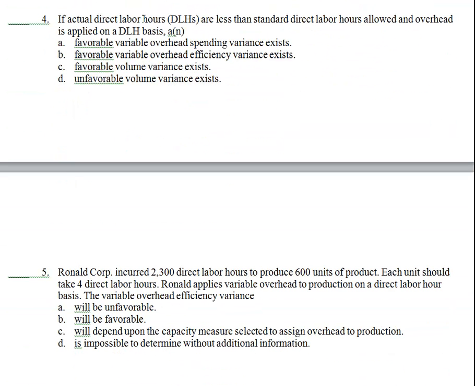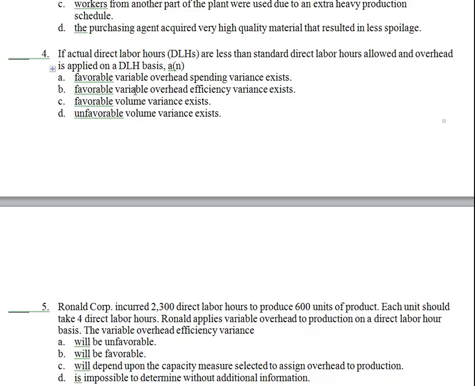Number 4 says if actual direct labor hours are less than standard direct labor hours allowed, and overhead is applied on a direct labor basis, what kind of variance are we going to have? Now, I realize we did not talk about any variable overhead variances in this chapter. However, I want you to note that variable overhead variances are identical to direct labor variances, because instead of using the price that we pay the workers, the only difference is now you're using the variable overhead rate. And the rate is based upon and applied on the direct labor hours.